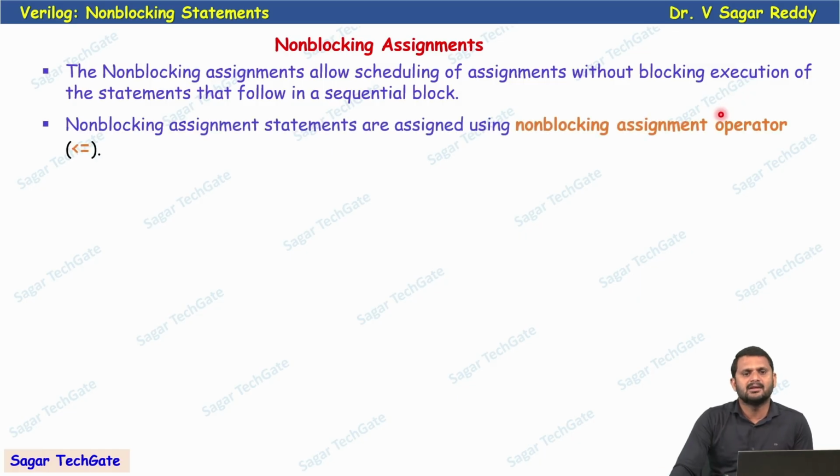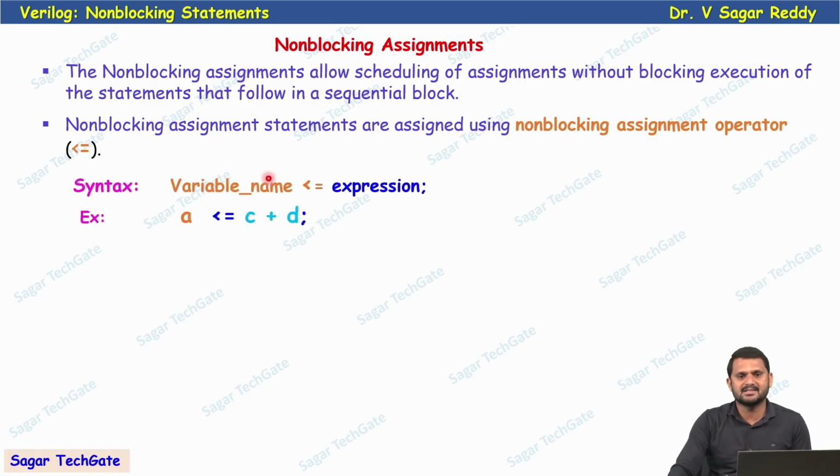Now see, the non-blocking assignment statements are assigned using the non-blocking assignment operator, less than or equal to. This is the non-blocking assignment operator, whereas the blocking assignment is equal. Now see, this is the syntax: variable, less than or equal to, expression. Here, a less than or equal to c plus d. So we evaluate this expression immediately, but we are scheduling this assignment. We are not assigning to this a immediately.